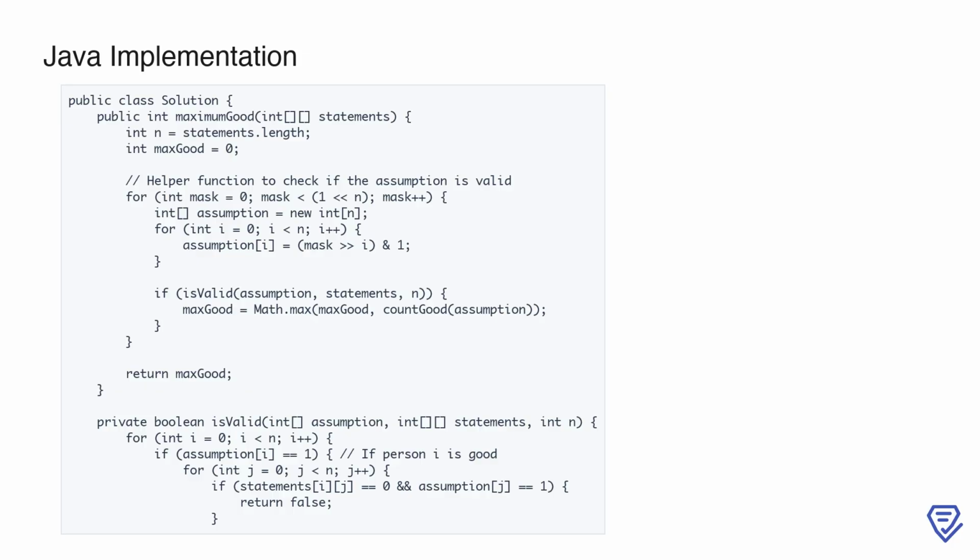Then, we use a loop to iterate through all possible combinations of assumptions about who might be good or bad. This is done using a binary mask, where each bit represents whether a person is assumed to be good or not.